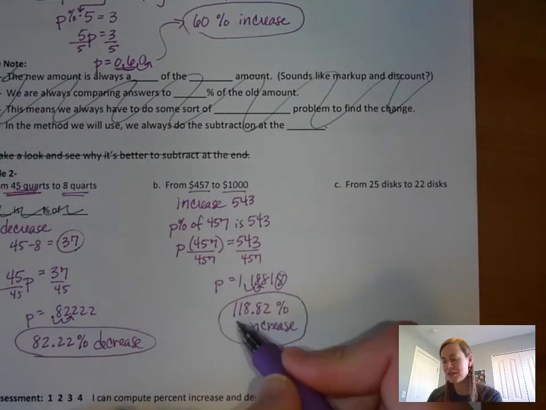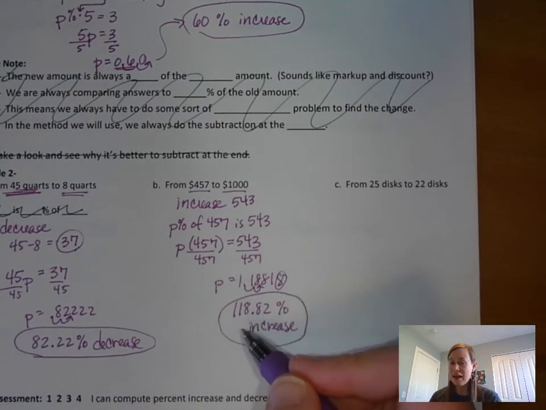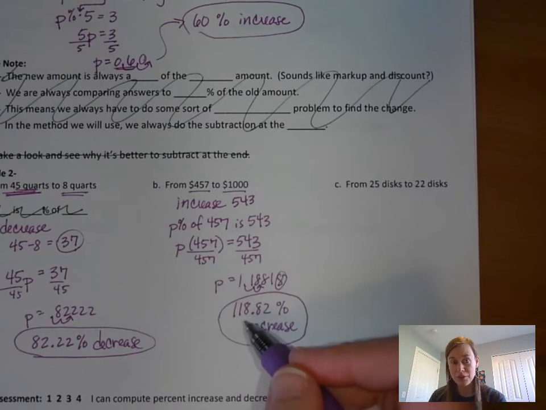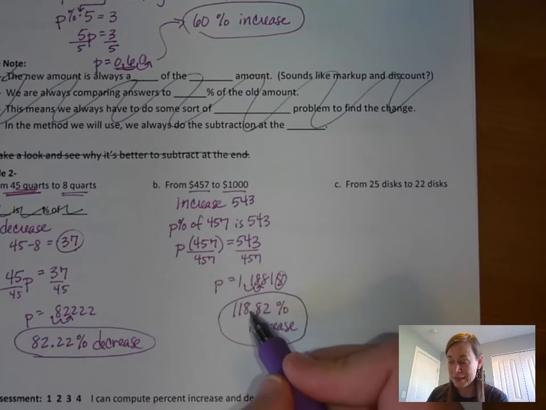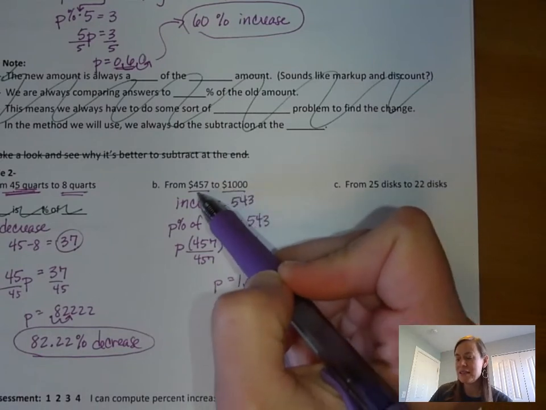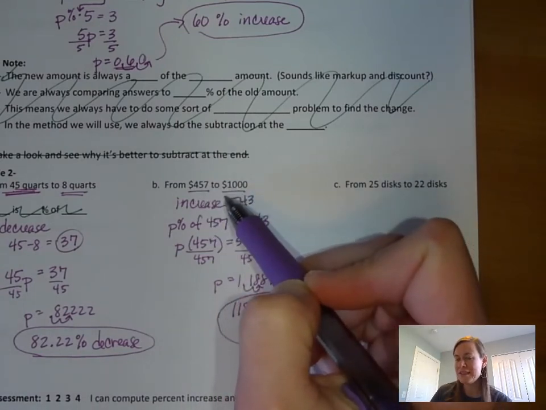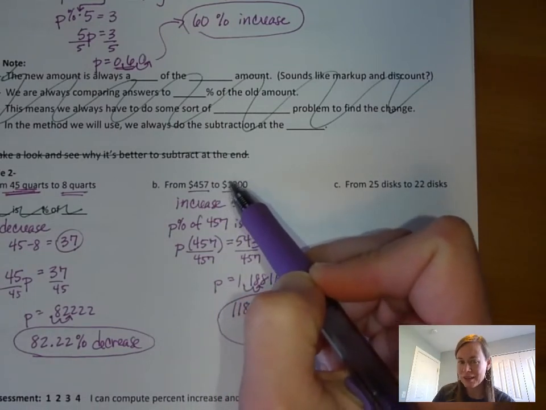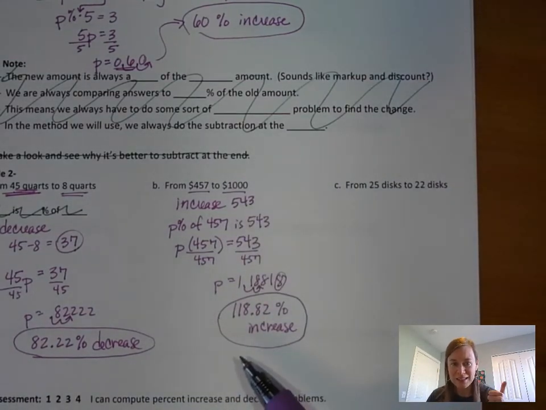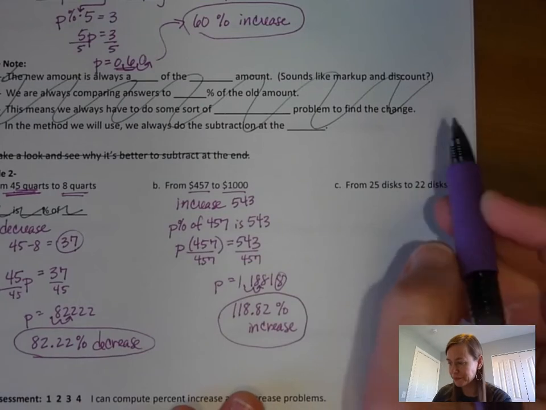Now that is a pretty big increase. If you have an increase that's over 100%, that means it more than doubled. So let's take a look back here and make sure it really doubled or more. Should be more because this is more than 100. 457 to 1,000. Let's see. 450 times 2 would just be 900 something. So it definitely more than doubled, and our answer does make sense. All right, let's go on to this next one.